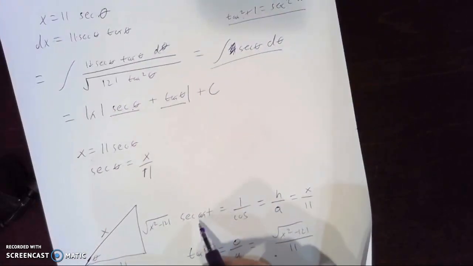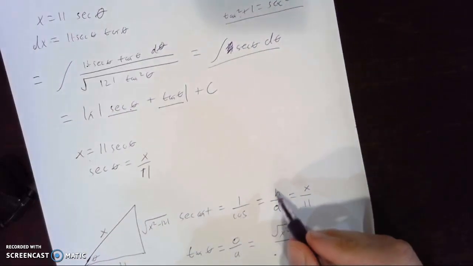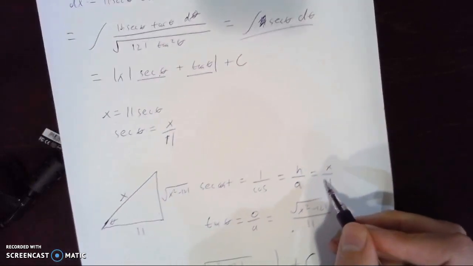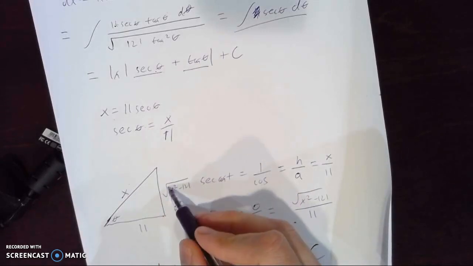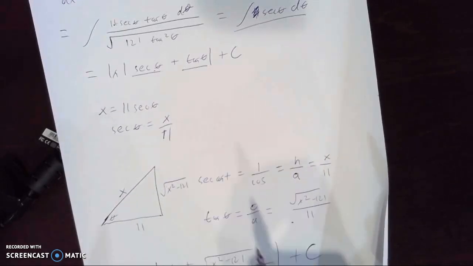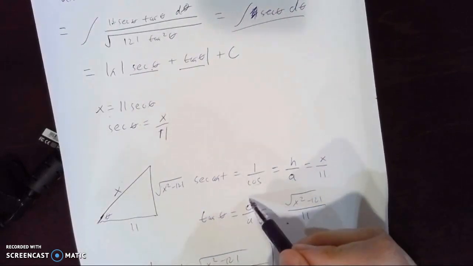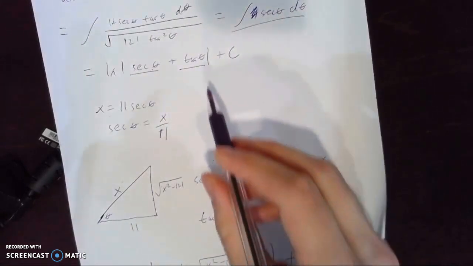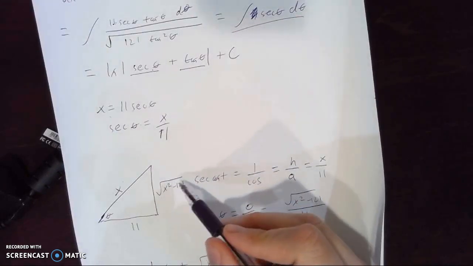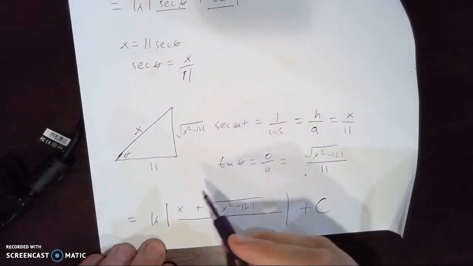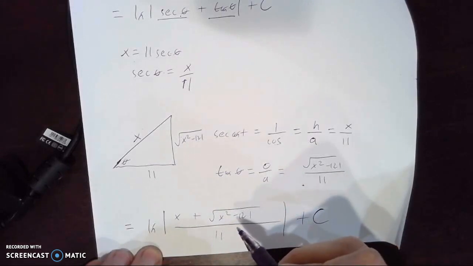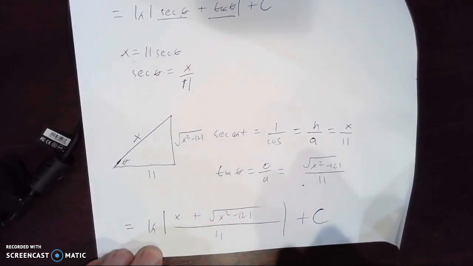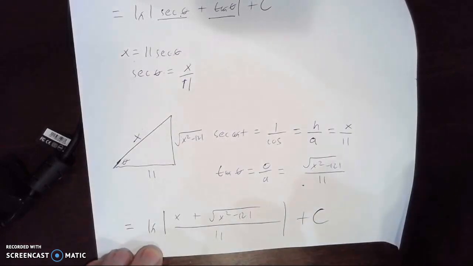If the secant of theta, which is 1 over the cosine, so that's hypotenuse over the adjacent, is x over 11, then hypotenuse is x, adjacent's 11. This would be the square root of x squared minus 121. So then tangent of theta would be opposite over adjacent. That's the other one that we need. So that would be root x squared minus 121 over 11. So we could rewrite this as natural log of x over 11 plus square root x squared minus 121 over 11, which you can just share that denominator for those, plus a constant.